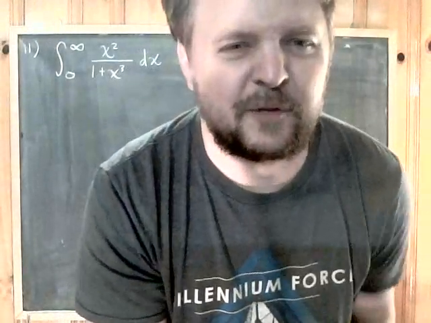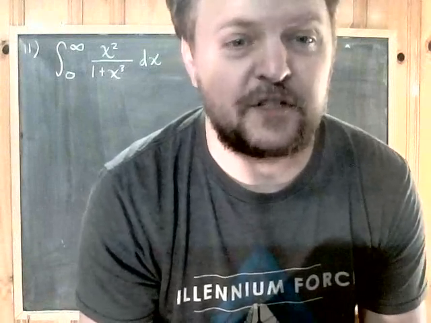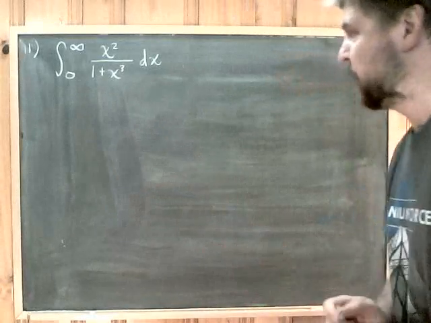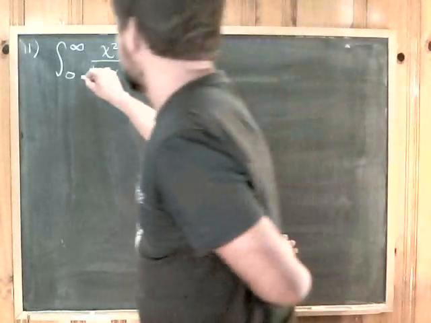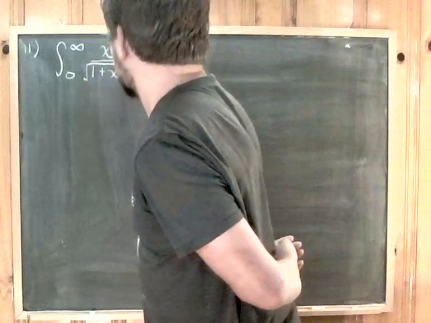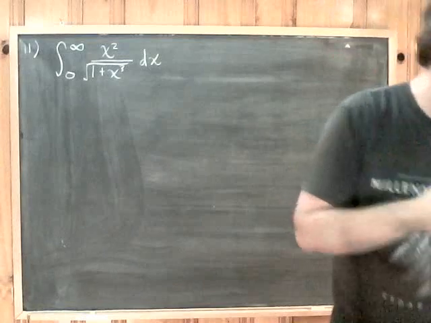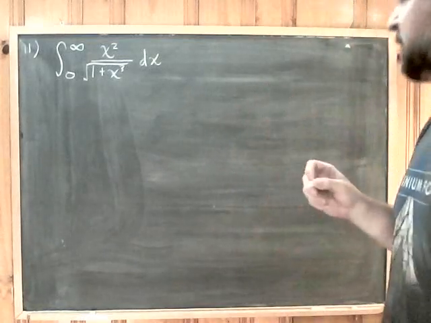All right, here's a couple of problems from 7.8. And these are from the homework. I'll start with number 11. It's got the integral from 0 to infinity of x squared divided by the square root of 1 plus x cubed dx, right?